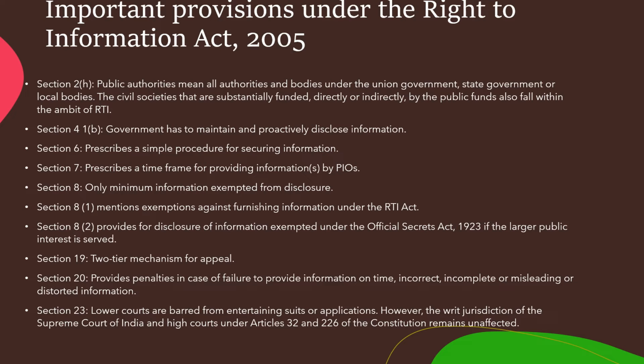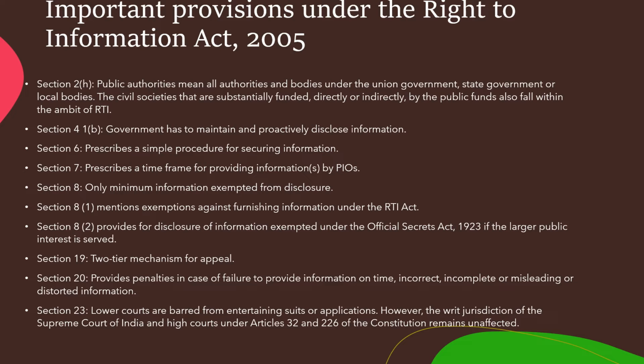Section 8(1) mentions certain exemptions against the furnishing of information under the RTI Act. This is something related to Section 8. Section 8(2) provides for disclosure of information exempted under the Official Secrets Act 1923 if the larger public interest is served. Again, something related to Section 8.